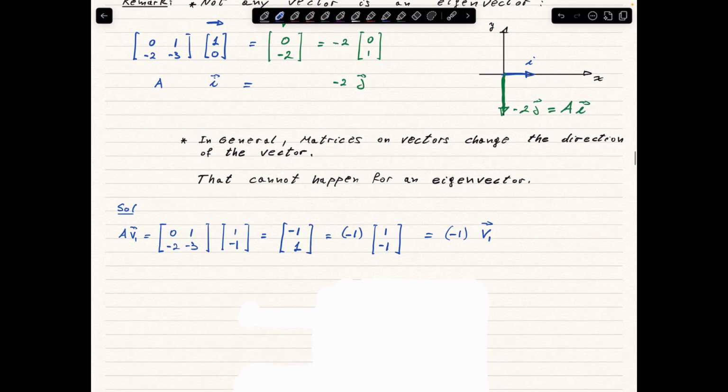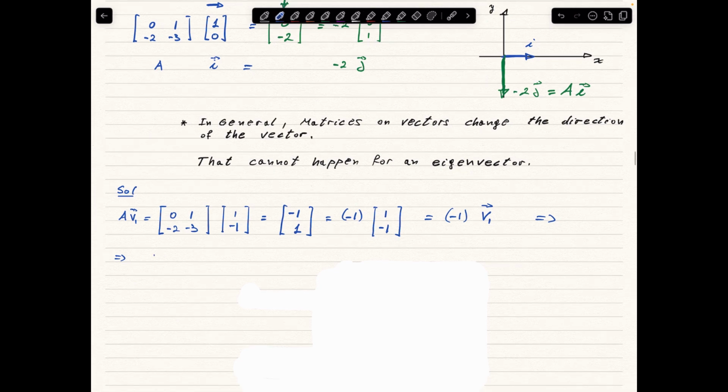So what this equation says is that v1 is an eigenvector with eigenvalue lambda 1 equal to negative 1.